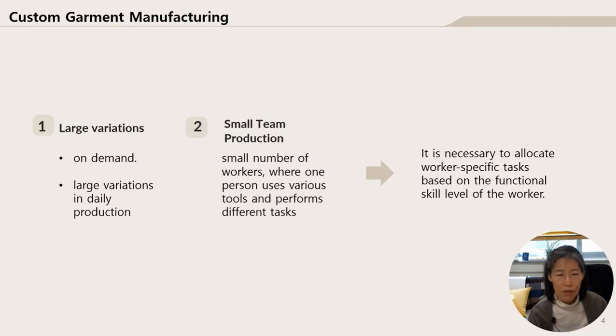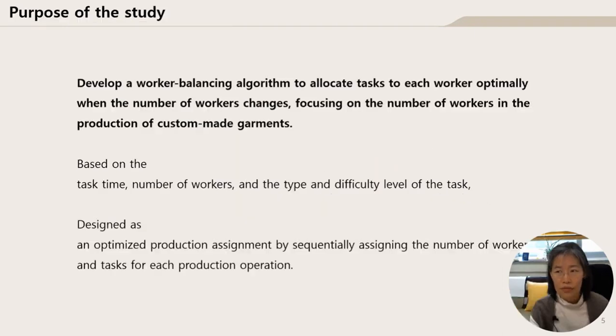In general, the production of custom-made products requires a small number of workers, where one person uses various tools and performs different tasks. Therefore, it is necessary to allocate worker-specific tasks based on the functional skill level of a worker. The primary objective of my study is to develop a worker balancing algorithm to allocate tasks to each worker optimally when the number of workers changes, focusing on the number of workers in the production of custom-made garments.